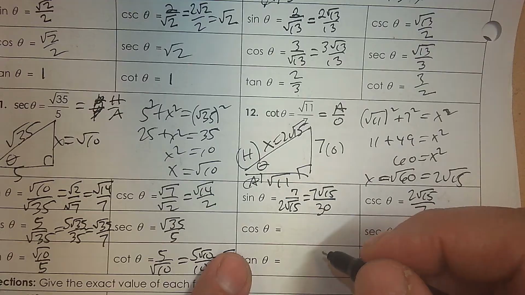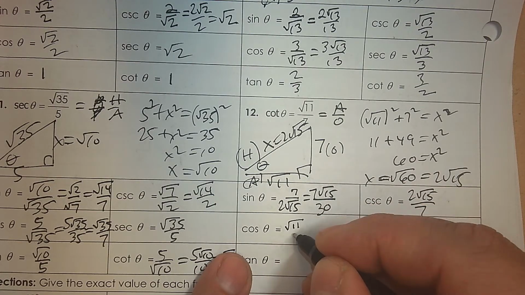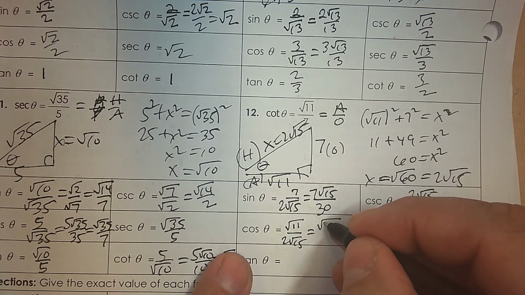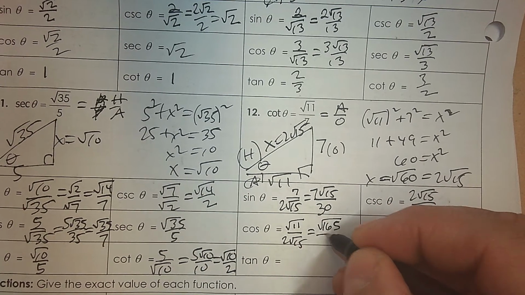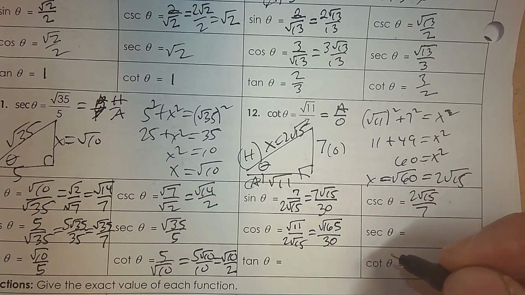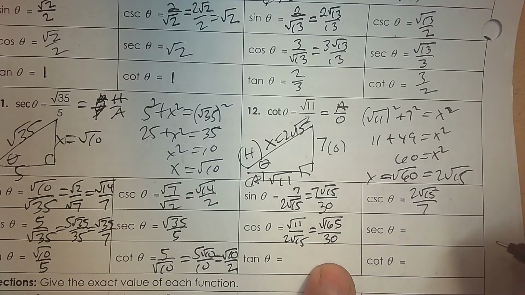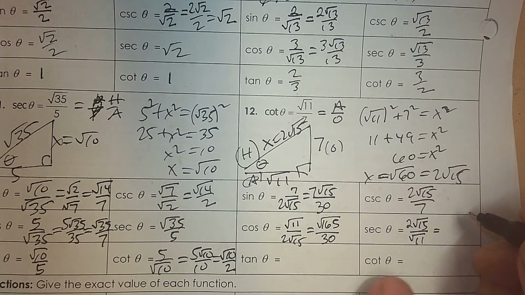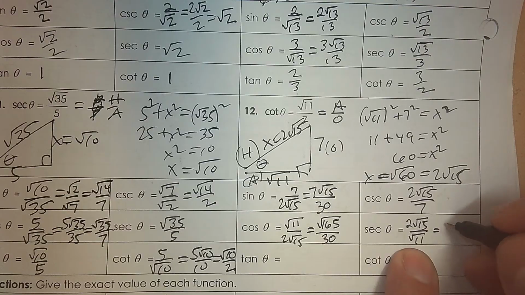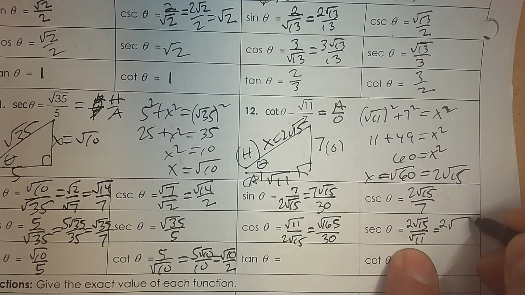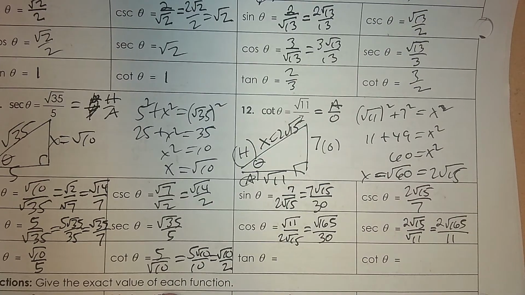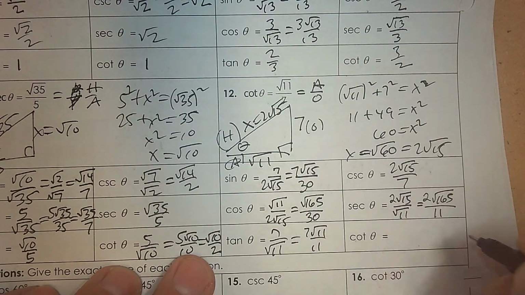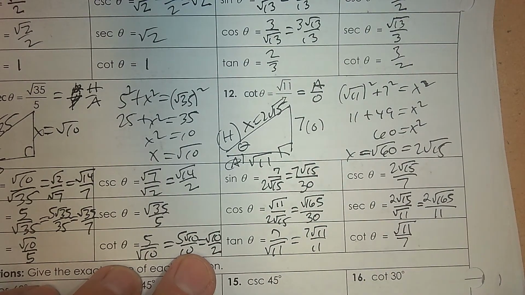Cosine is adjacent, so that's root 11 over 2 root 15. Multiply by root 15, and you get square root of 165. So 11 times 15, that's what you get. And then root 15 times root 15 is 15, times 2 is 30. The reciprocal would be 2 root 15 over root 11. Same work, this time times root 11. So this becomes 2 root 165 over 11. Tangent, opposite over adjacent, multiplied by root 11 top and bottom, and then this is just root 11 over 7, which is what the question was.